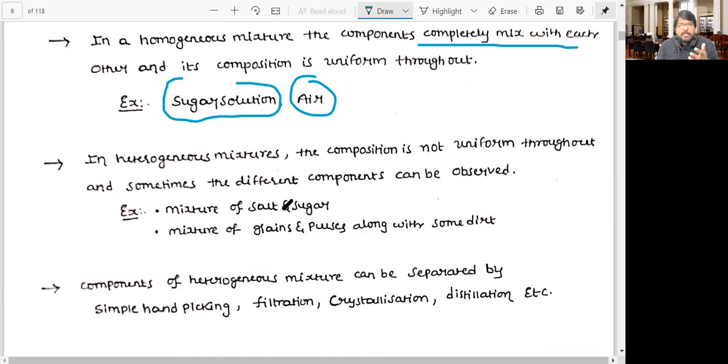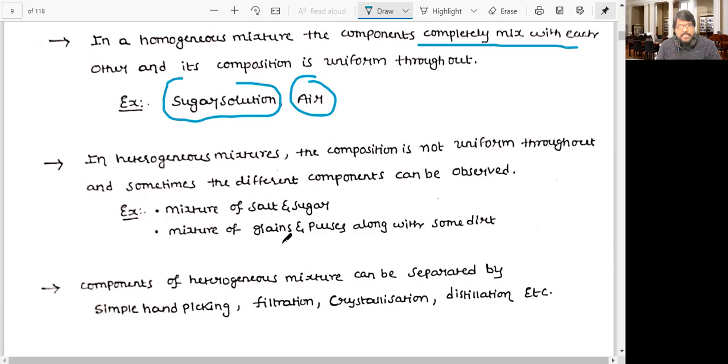And here, if I take one example, a mixture of salt and sugar, not salt in water or sugar in water. You take a pinch of salt and a pinch of sugar. So definitely it is a mixture for sure, but the components are not mixing completely. We can separate the sugar particles and salt particles. Hence we can say it is heterogeneous.